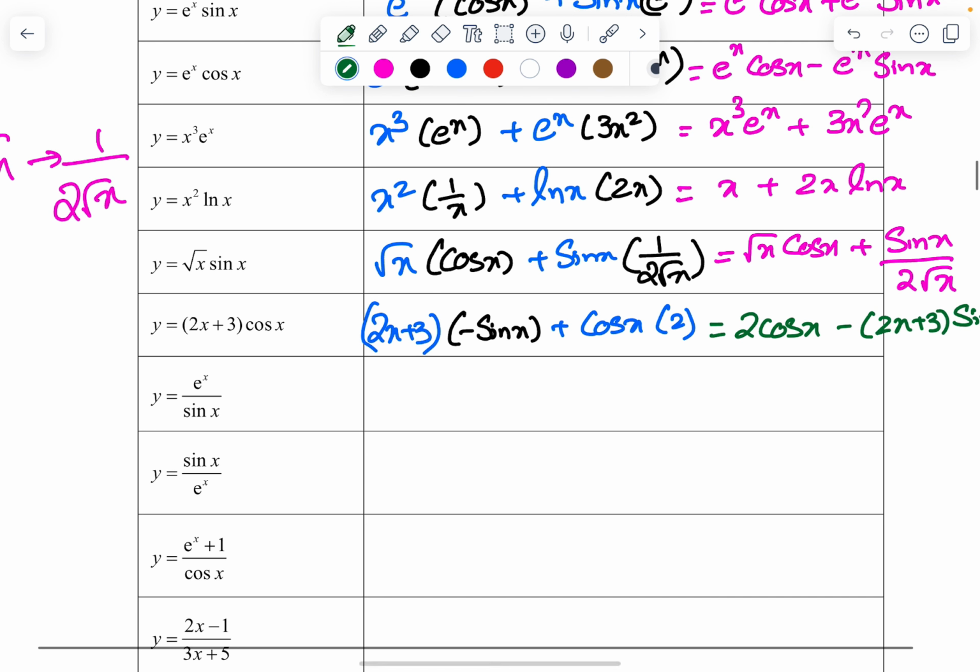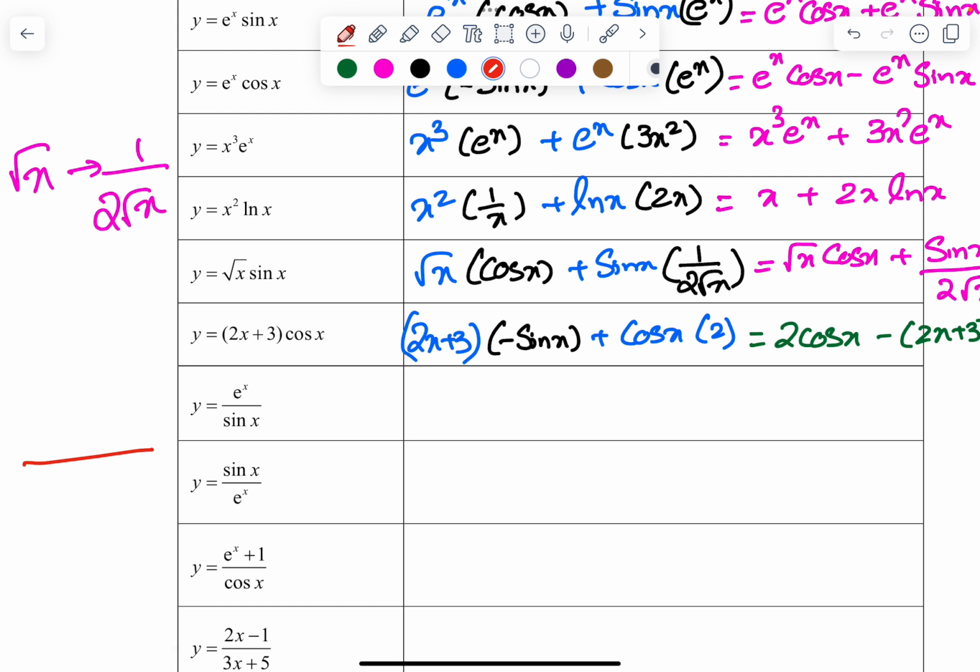Then I am going to use the quotient rule. Quotient rule formula is v squared, v u prime minus v u prime, u upon v.